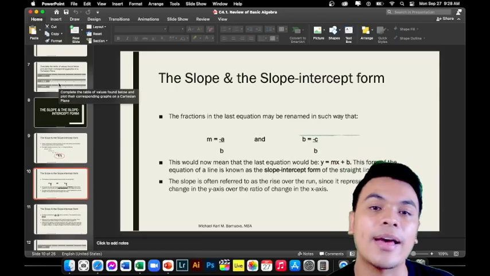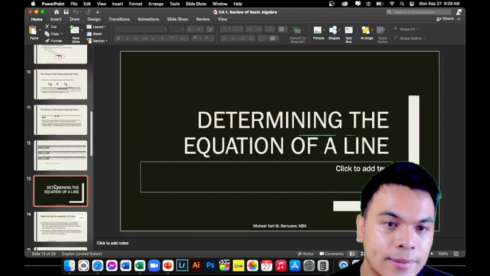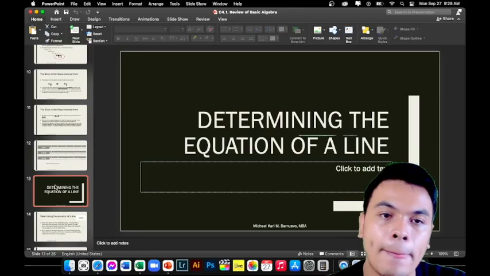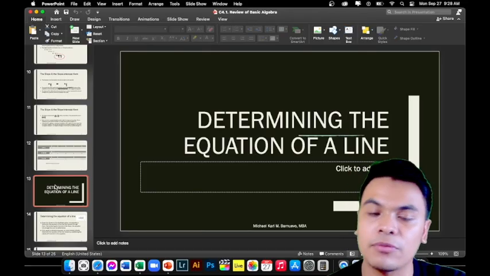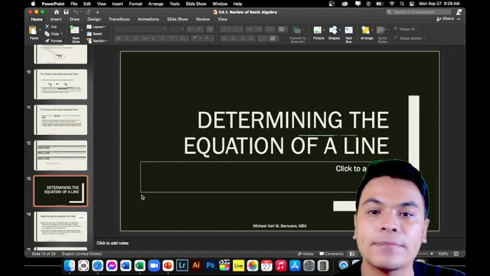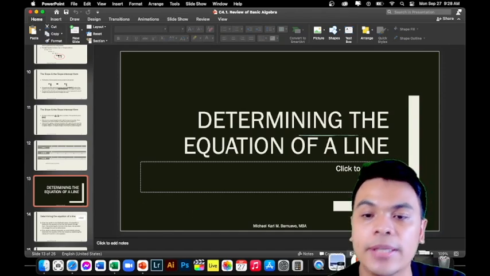Remember, we still have one left: determining the equation of a line. This is the final review on our basic algebra before we have our finals. That's it. I will see you in our next discussion.